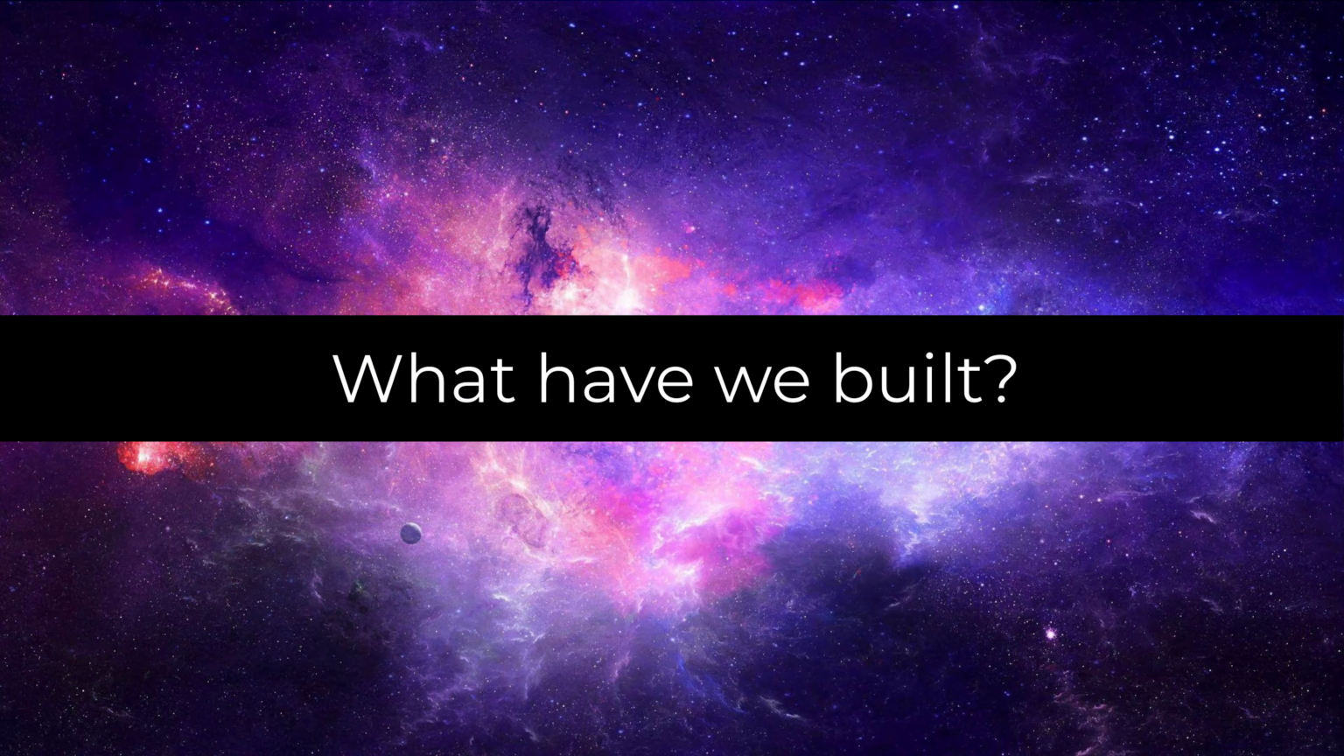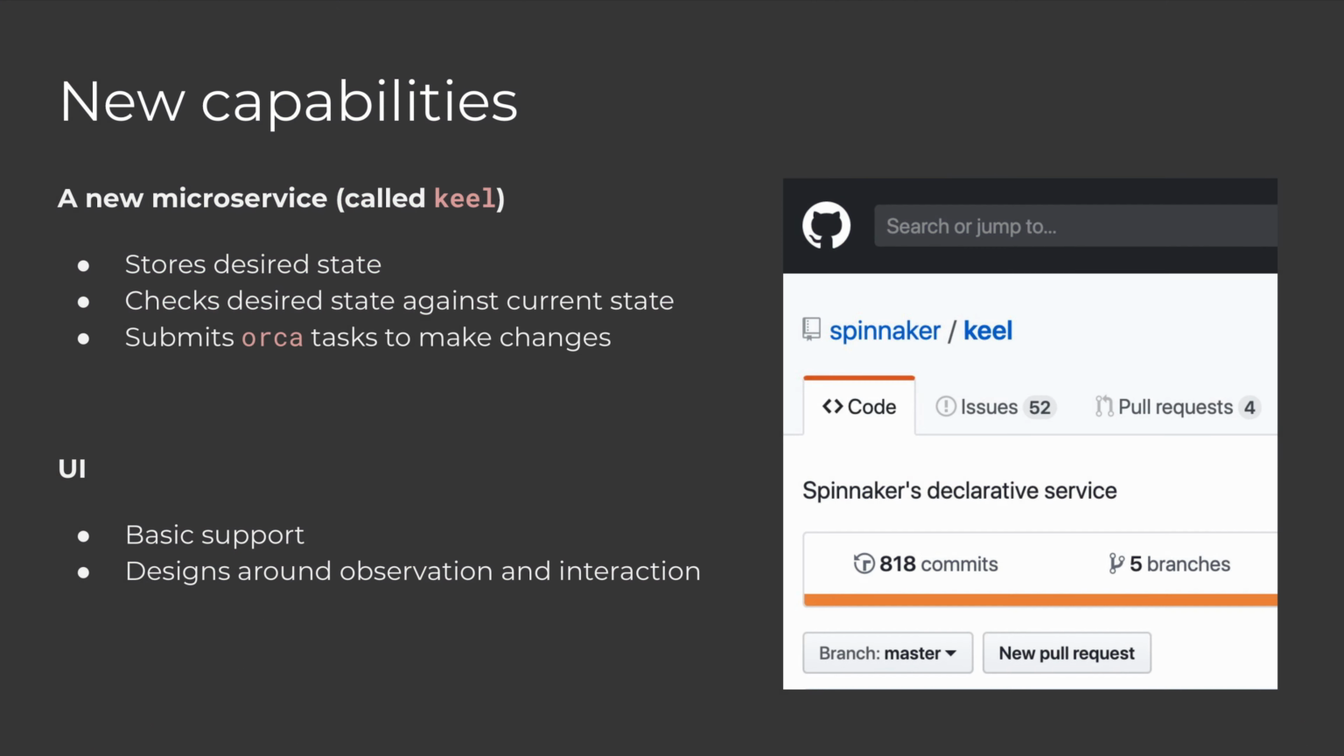So more in detail about what we built. We've been talking about this for a while. Let's see what exists. So we built a new microservice called Keel. And Keel is the service that figures out what your desired state is, checks that against your current state, and also submits tasks to Orca to make changes.